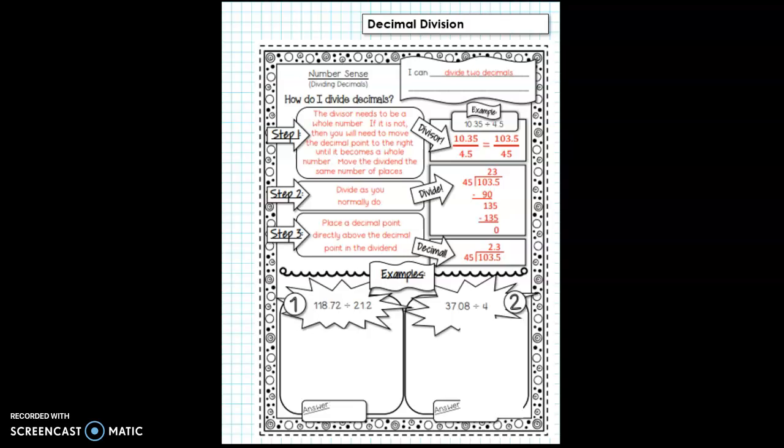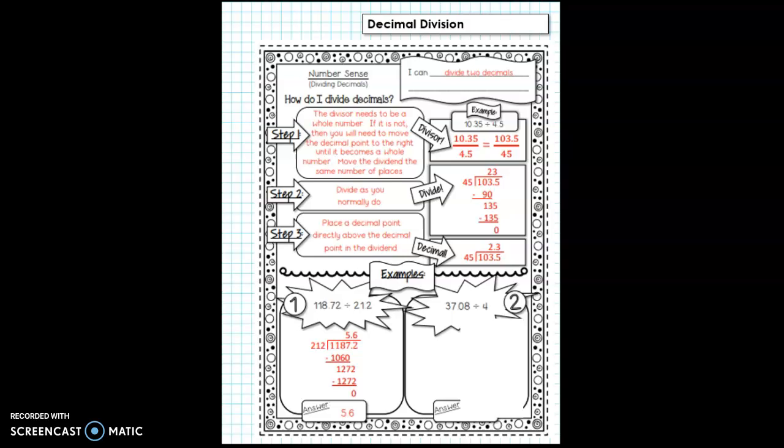118 and 72/100ths divided by 21 and 2/10ths. Again, the decimal needs to shift one place value to the right. Follow the division process and you get an answer of 5 6/10.